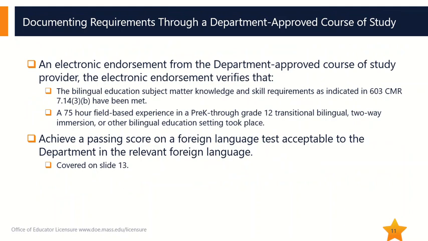You can find the bilingual education subject matter knowledge and skill requirements and information about the department-approved course of study for providing bilingual education through the links within the overview located directly beneath this video. Information regarding the foreign language test accepted by the department is covered in slide 13.